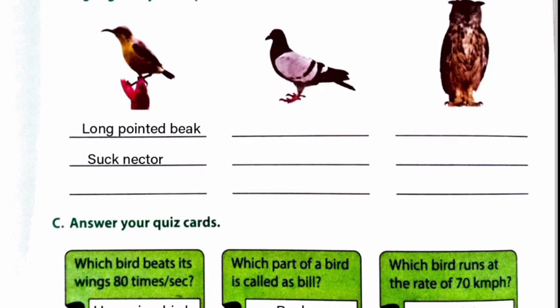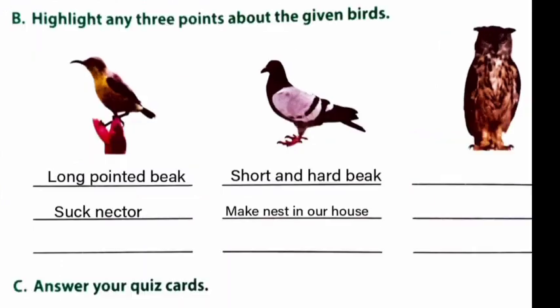So the next type of bird, a pigeon, it has short and hard beak. So this type of bird uses a beak to make nests. So the pigeons, they'll make nest in a house. You people would have seen, right? They use their short and hard beak to cut the things which is required for making their nest and also to pick the grains.